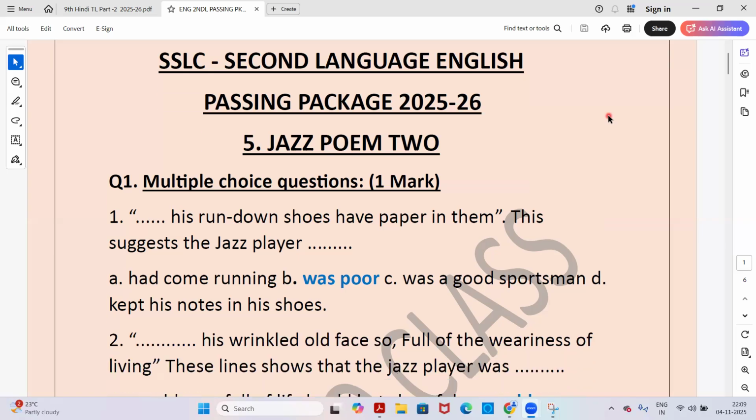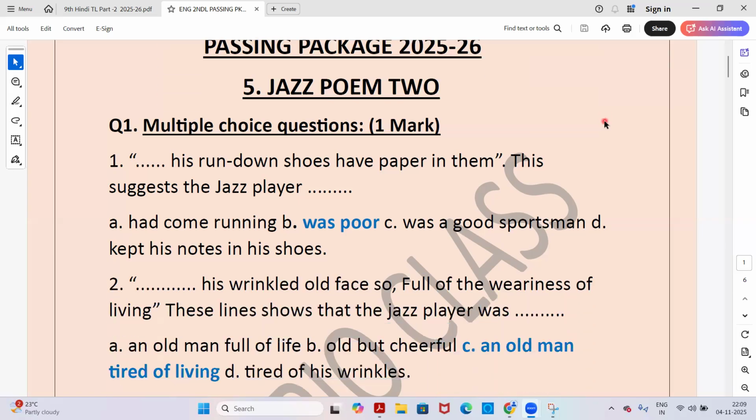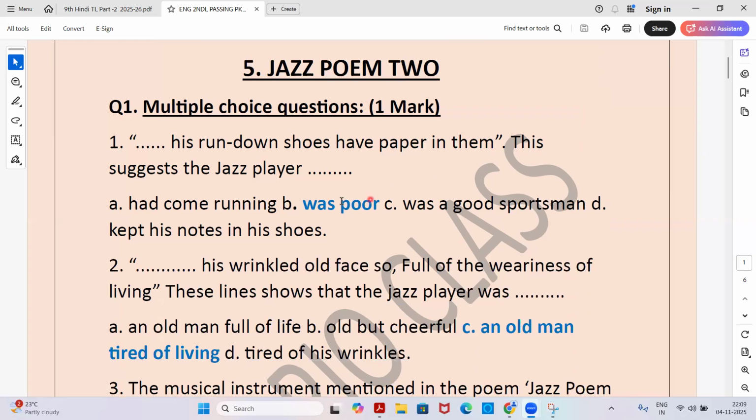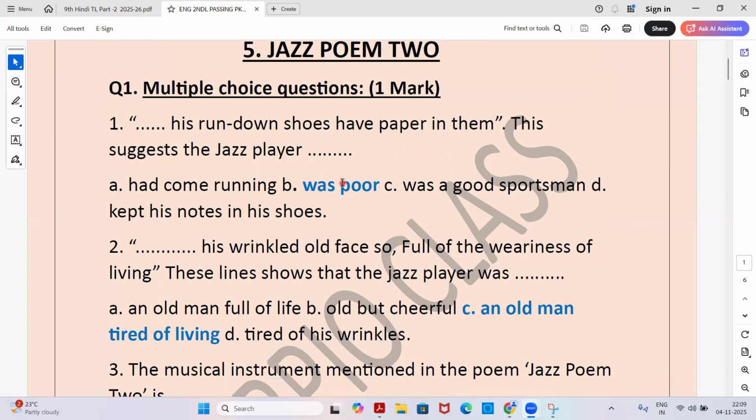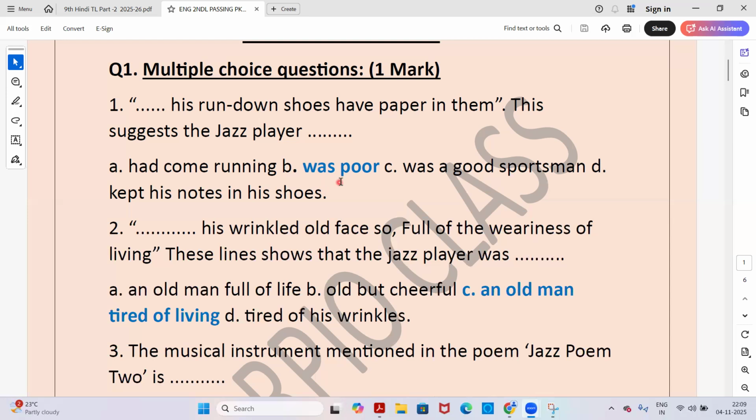Now let's start. We have question 1, multiple choice questions for 1 mark. His rundown shoes have paper in them. This suggests the jazz player was dash. Right answer is option B, was poor.